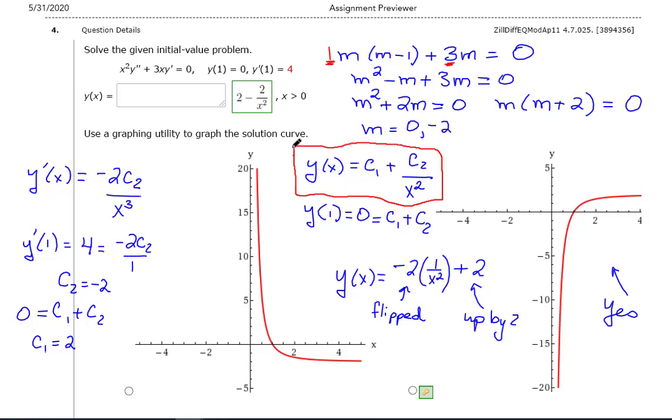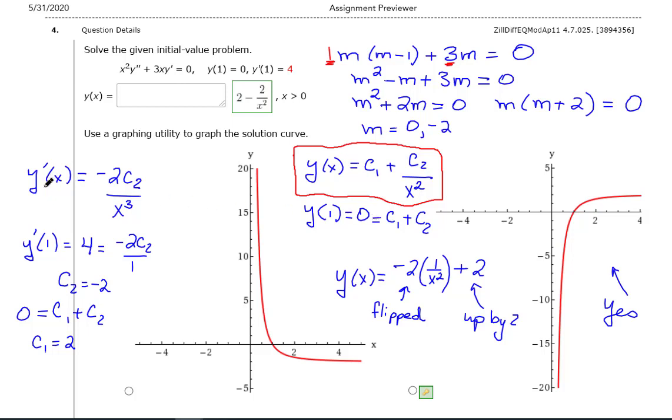The other thing now is to apply my initial conditions of y of 1 is 0 and y prime of 1 is 4. Alright, so if I plug in 1 for x, I get c1 plus c2 must equal 0.